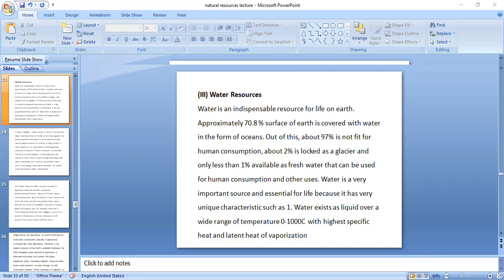But how can this need of human consumption, this need of irrigation, this need of the industrial purpose be fulfilled? It can be fulfilled only and only by the concept of dams. Whatever water is conserved in a reservoir, that is called a dam.